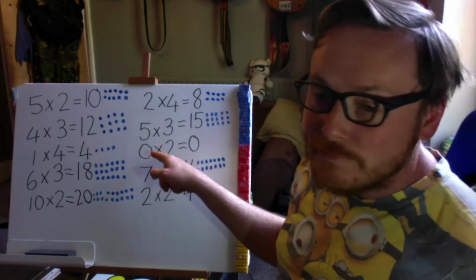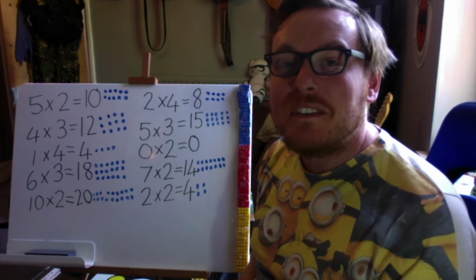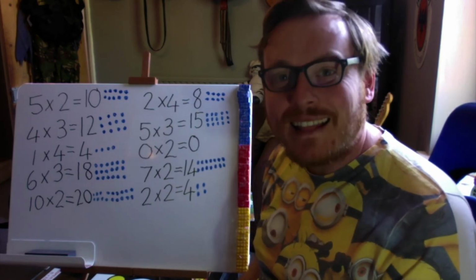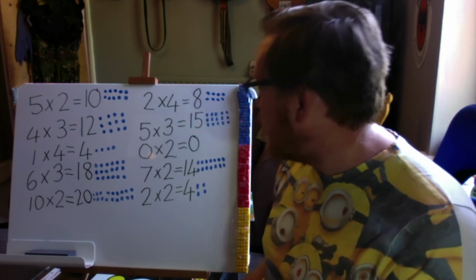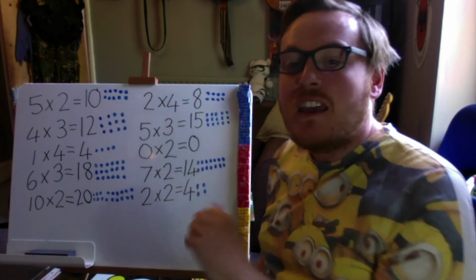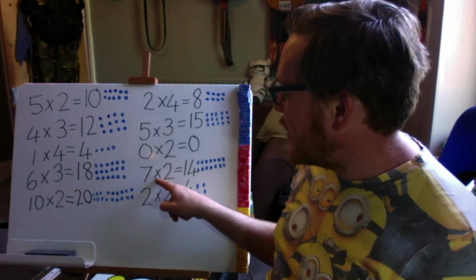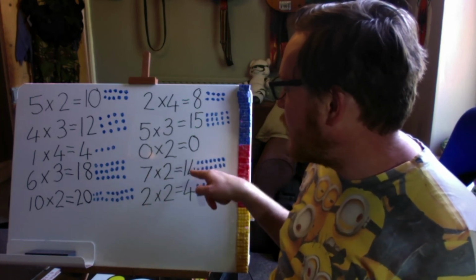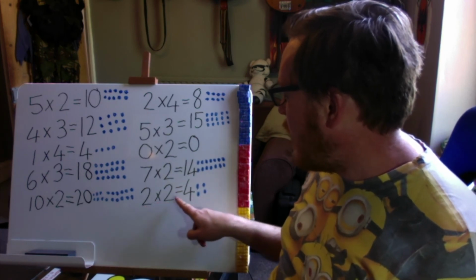If you've got nothing, and you times it by 2, you still got nothing. You could times 0 by 1,000,000 and you would still have 0. If you've got 2 lots of nothing, you've still got nothing. The next one, 7 times 2 is 14. And then 2 times 2 equals 4.